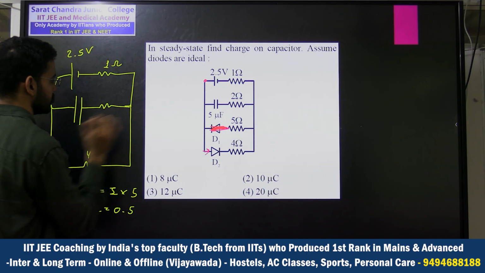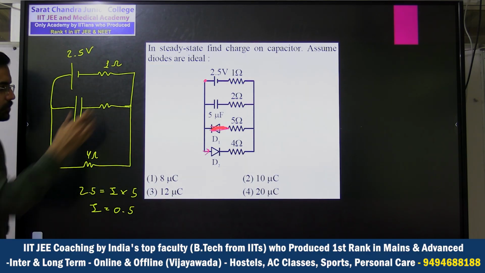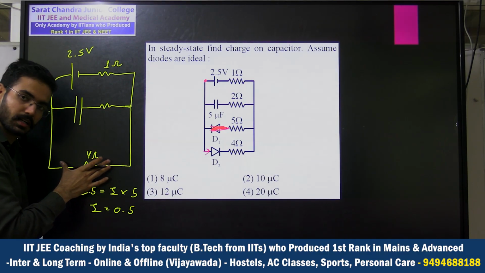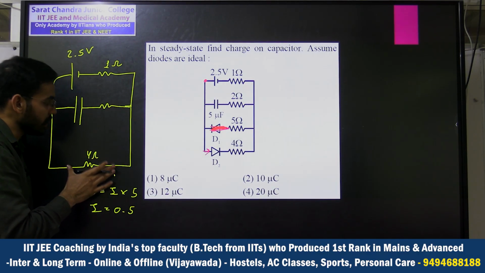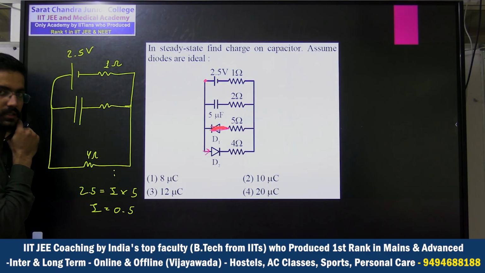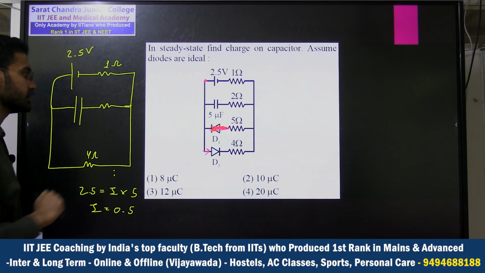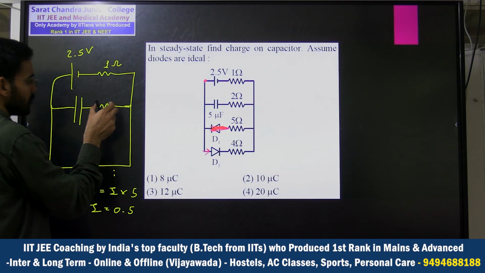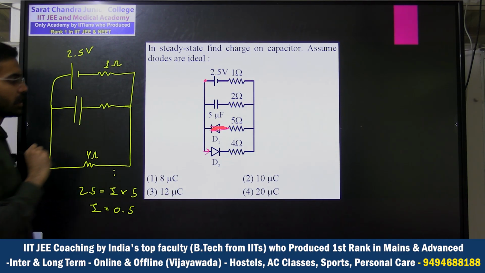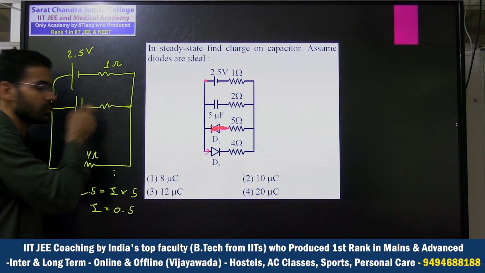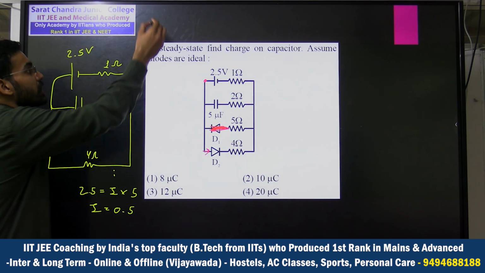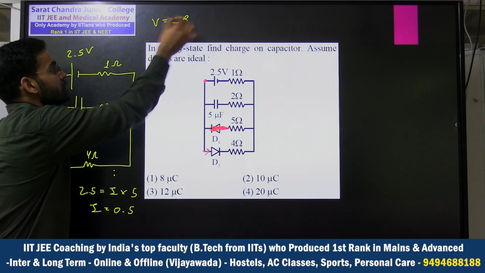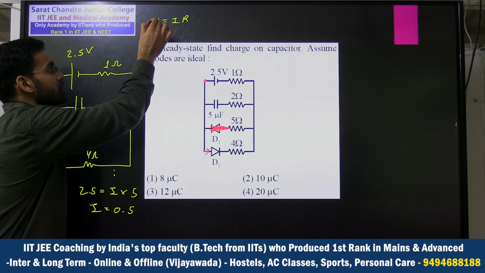Think in these terms. For the 4 ohm resistor, whatever potential difference is there, that much potential difference will be across the capacitor. That kind of question is already in the notes; way harder than this we have done in the notes. So this resistance is not having any potential difference, because current is not flowing. If current is not flowing, then V equals IR, where V is the potential difference across this resistance.